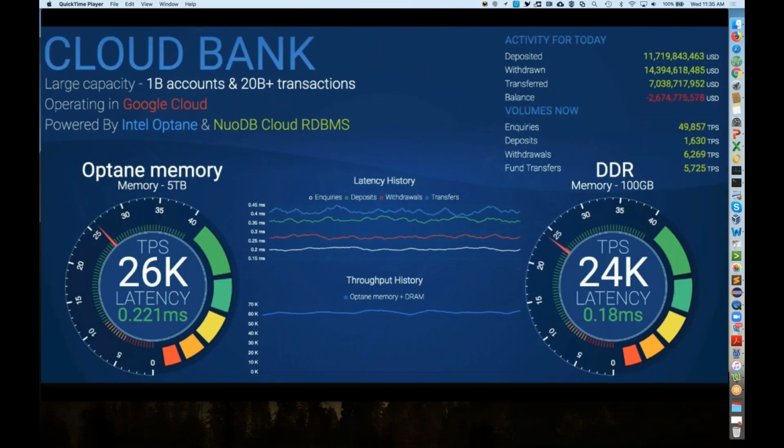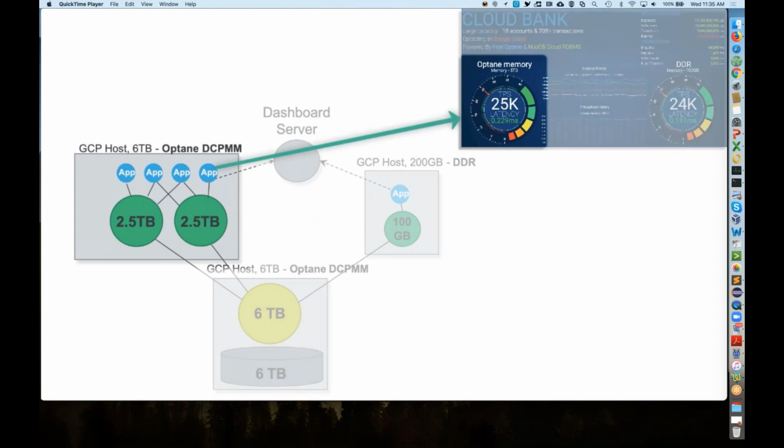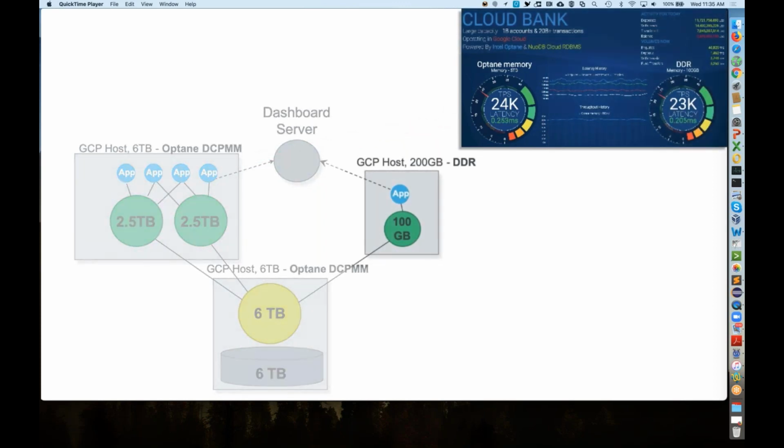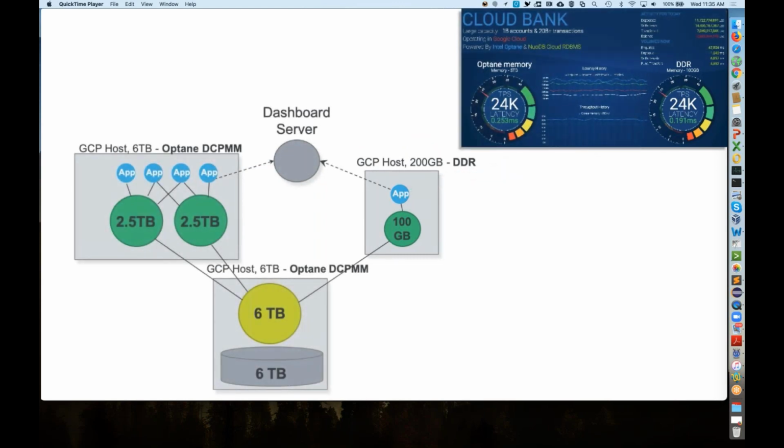We see two gauges in front of us. On the left gauge, we see performance of the Optane memory, and on the right side, we see performance of the traditional memory. And you can see that they are quite comparable. Now, a little bit more graphics. The left server hosts a number of applications and databases, and the left gauge shows us performance of Optane. The right gauge shows us performance of traditional memory.